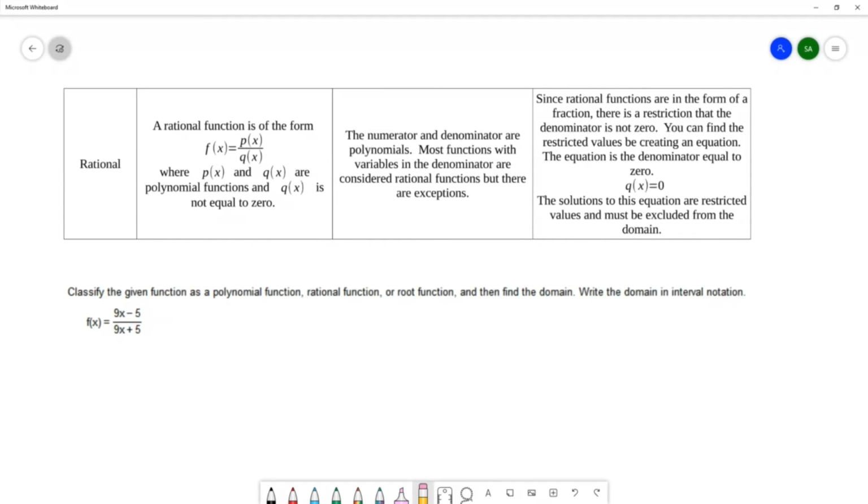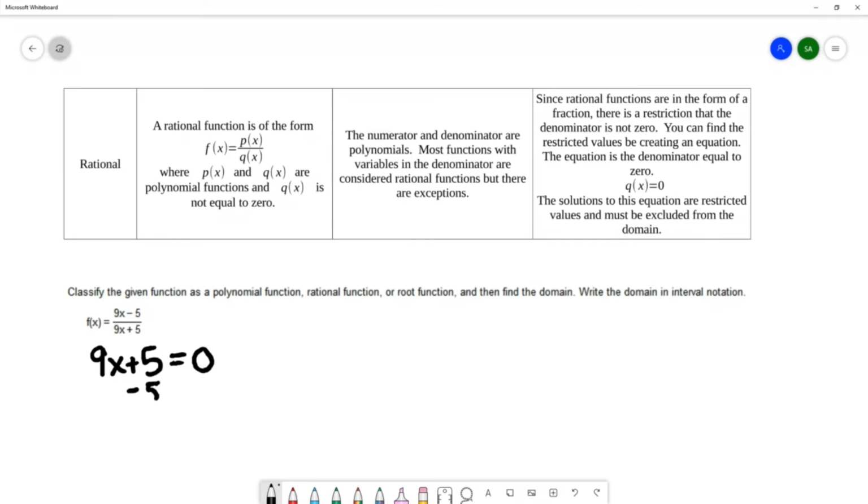So for this example, q of x is our denominator, 9x plus 5. We take that denominator and we set it equal to 0. So remember, 0 is not allowed in the denominator. So we're setting the denominator equal to 0 to find those restricted values. So then I'm going to solve.